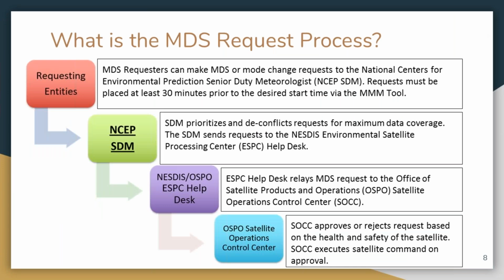Okay, next chart. So the request process, again, starts out with requesting entities using the tool and putting in requests. The SDM gets an email notification from the tool. It also shows up in the tool, and the SDM deconflicts, again using those priorities and their own intuition and whatever else the SDM wants to bring to the table. They decide what the actual plan is going to be, and they're continually updating the plan.